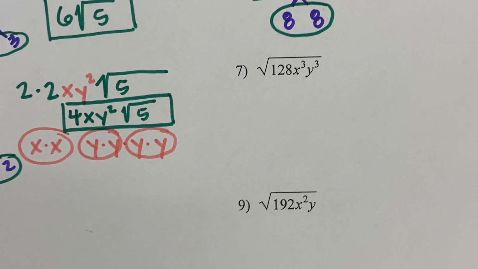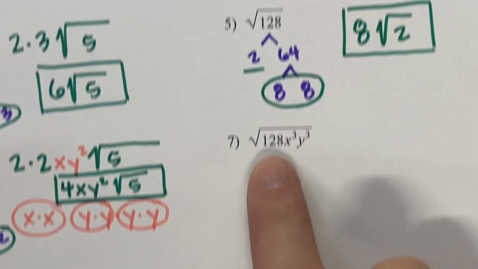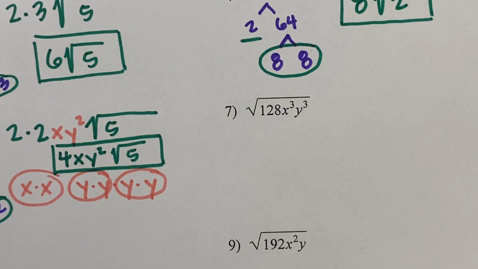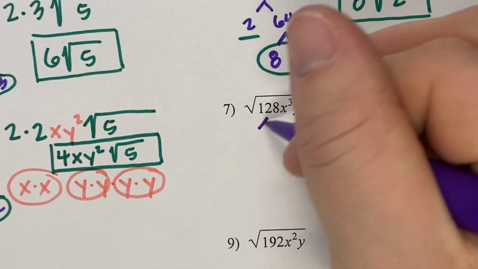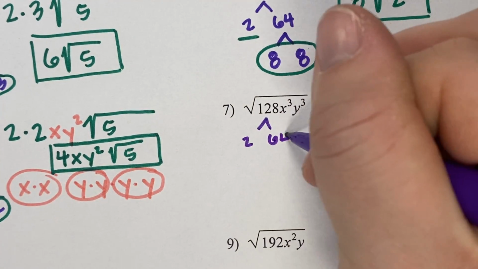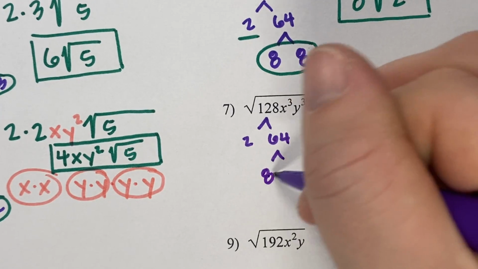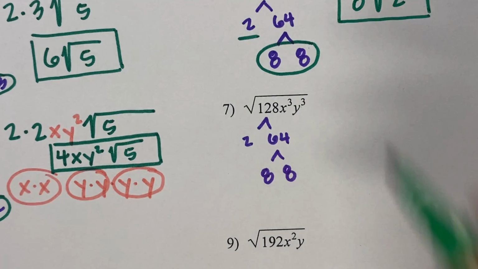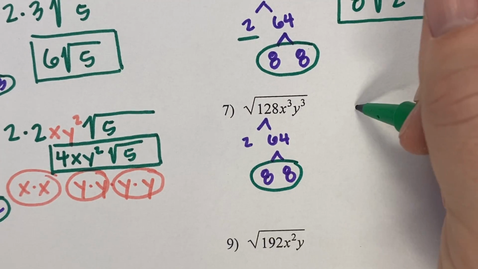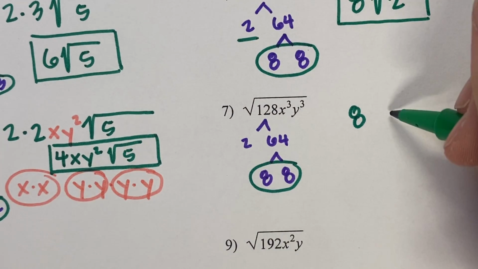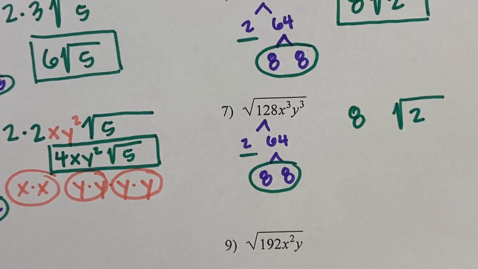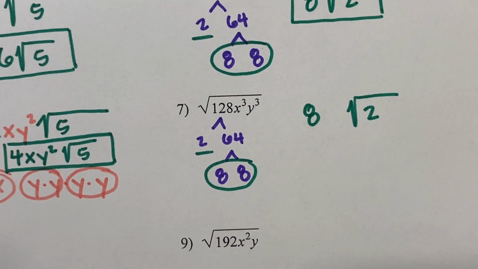Alrighty, number 7. Notice we've already broken down 128, right? Let's write it again, but we've already done the work basically. This is 2 times 64. 64 gives us an automatic pair of 8s. So my 8s are what gets to leave my radical, one couple of 8. I'll leave a little space, and my 2 had to stay in. We're done with the number.